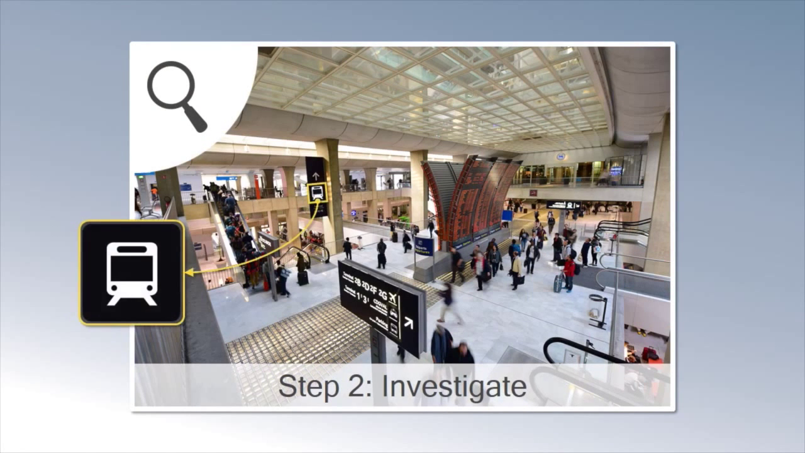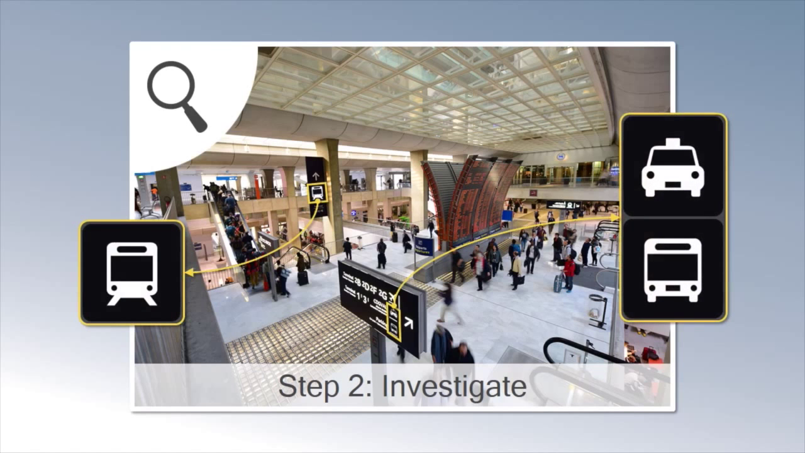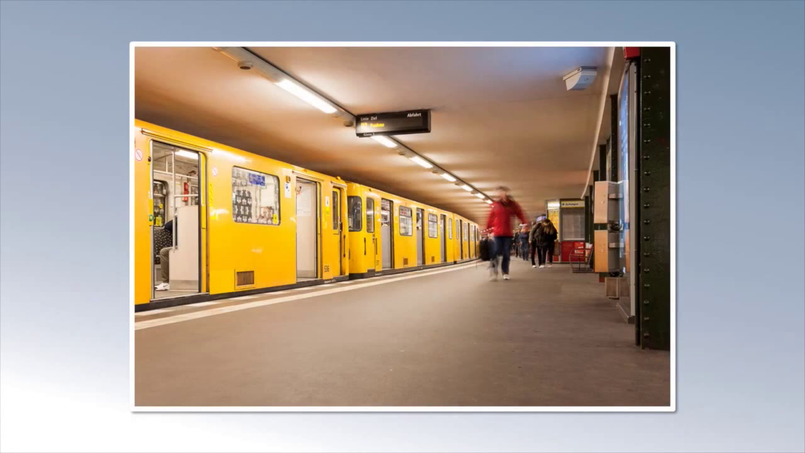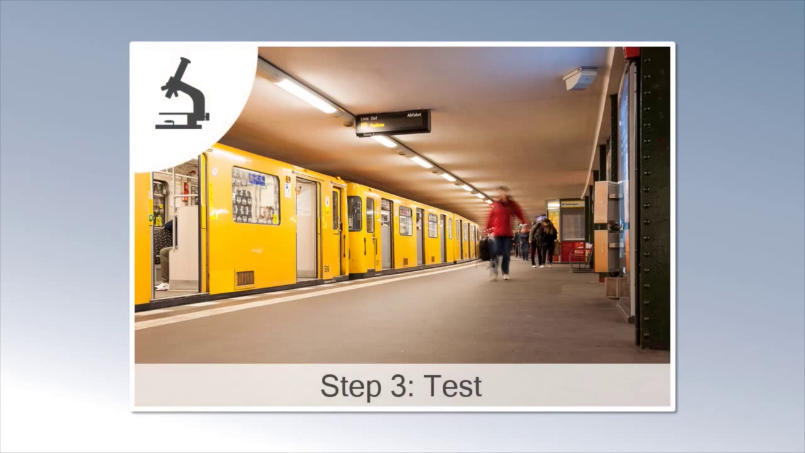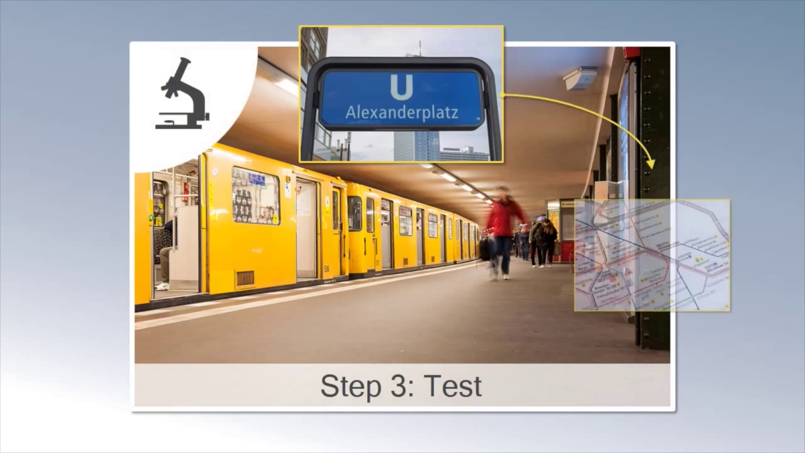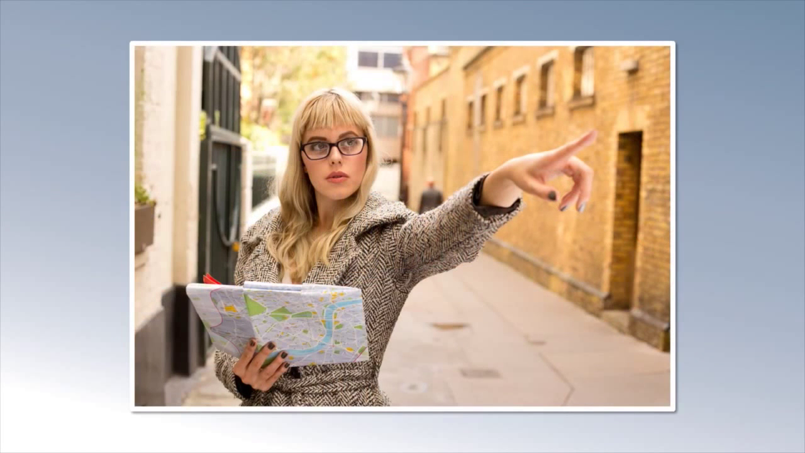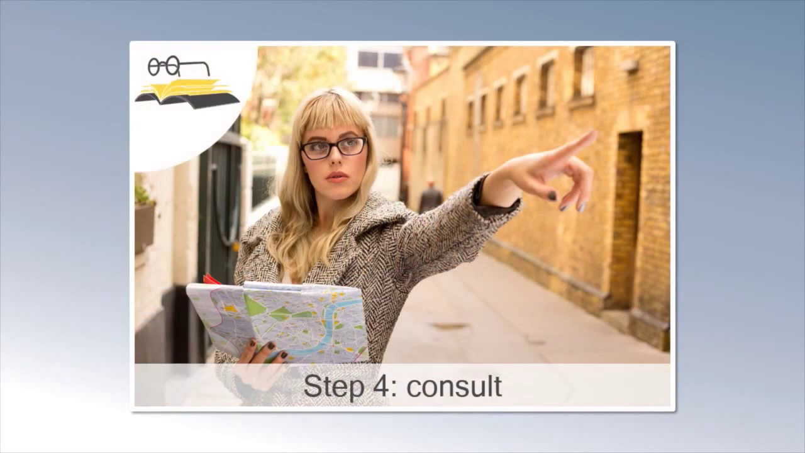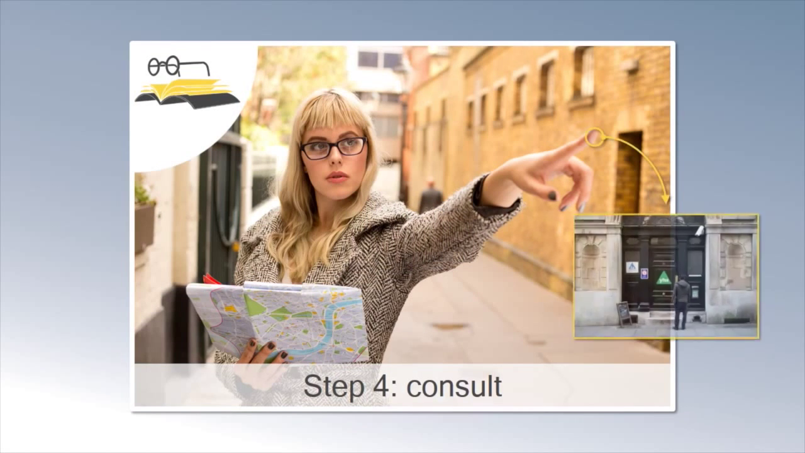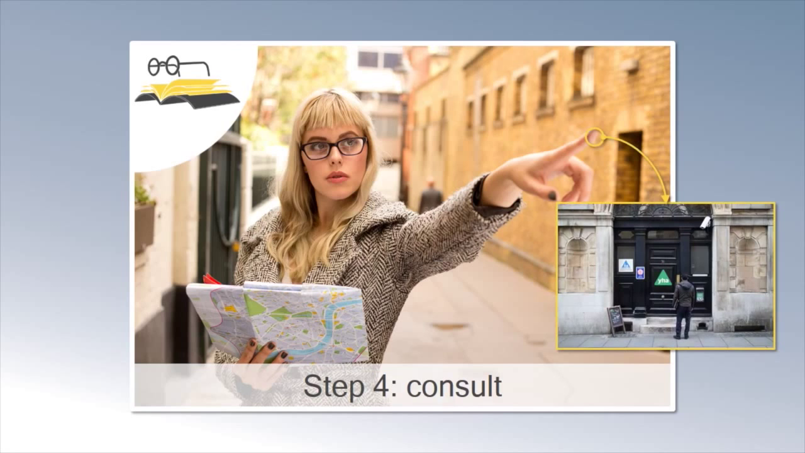Pictograms help you identify where the train platforms, bus stops, and taxi stands are located. You decide to take the bus, then the metro. This is step 3. Test the possibilities offered to you. You make a mistake and get off at the wrong station. So you have to ask for directions from passers-by. This is step 4. Consult help resources. Finally, thanks to the directions you received, you find the youth hostel.